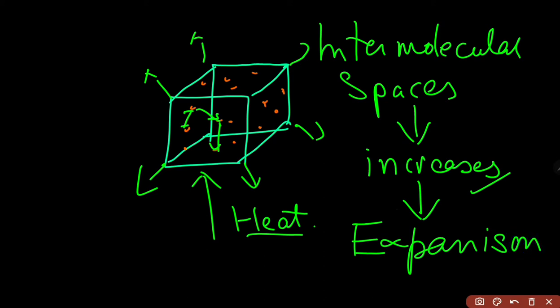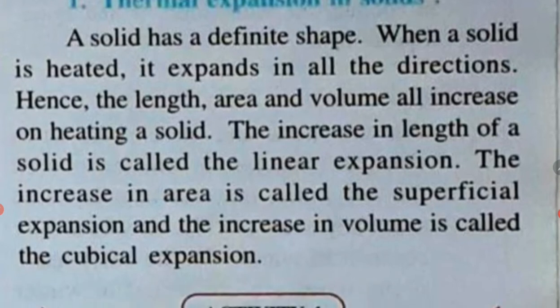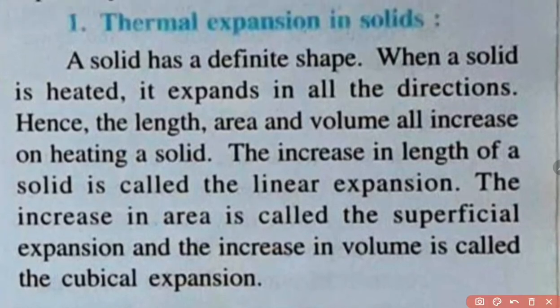So let us go back to our book. Now, thermal expansion in solids. A solid has a definite shape. As you all know, this comes from the property of solids. When a solid is heated, it expands in all directions, as we have just seen with the help of a diagram. Hence the length, area and volume all increase on heating a solid. Now the increase in length of a solid is called linear expansion. The increase in area is called superficial expansion, whereas the increase in volume is called cubical expansion.